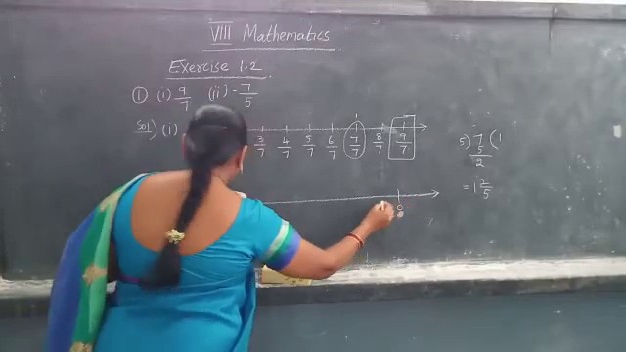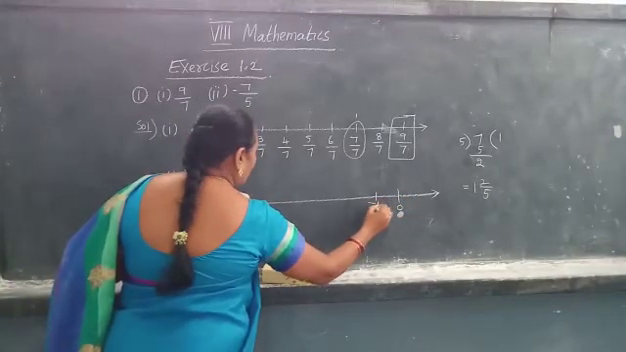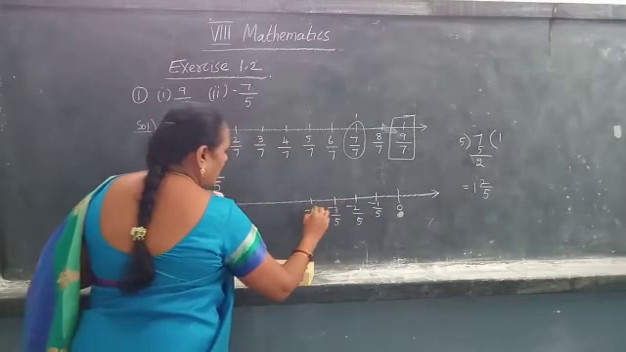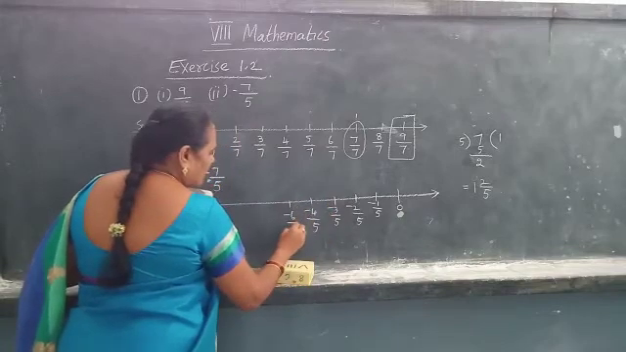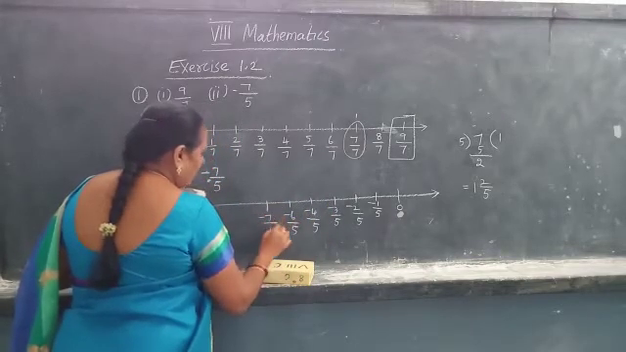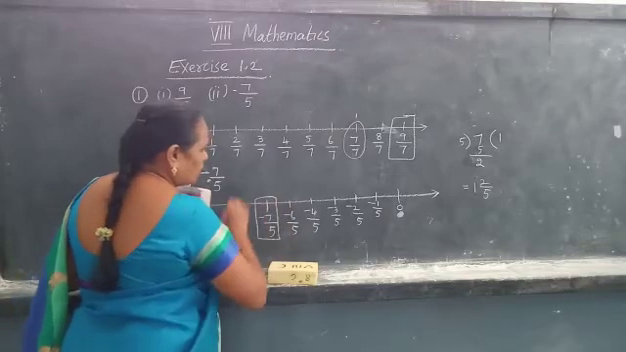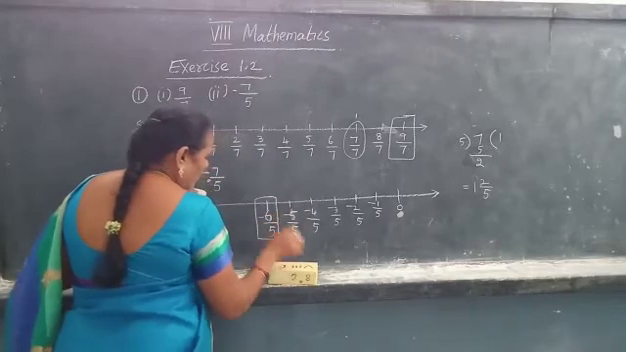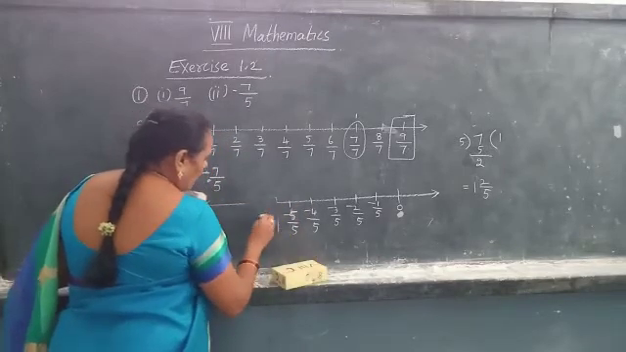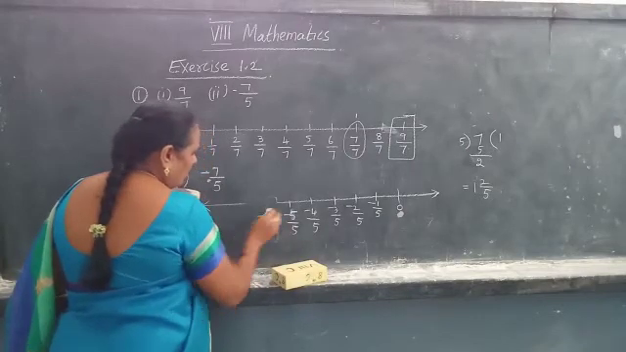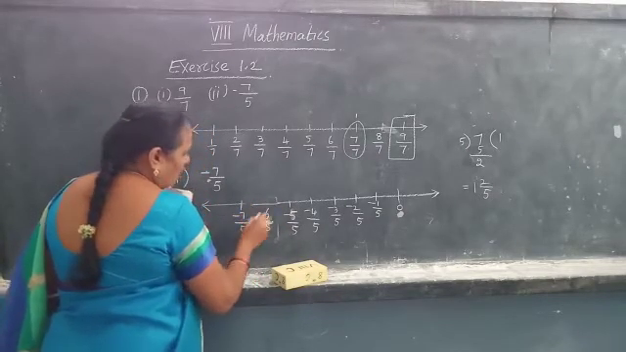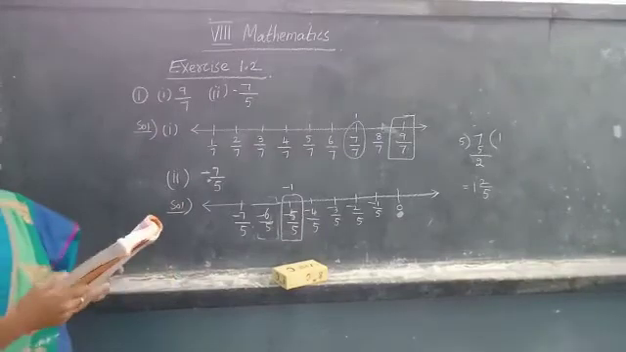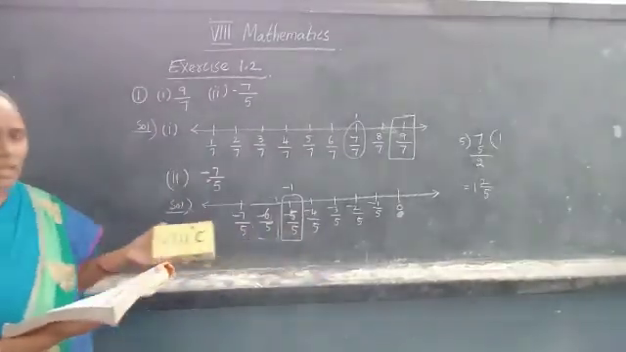So 0 you write down here, then minus 1 by 5, minus 2 by 5, minus 3 by 5, minus 4 by 5, minus 5 by 5, minus 6 by 5, minus 7 by 5. So minus 5 by 5 is equal to minus 1. So this is the representation of the rational numbers on the number line.